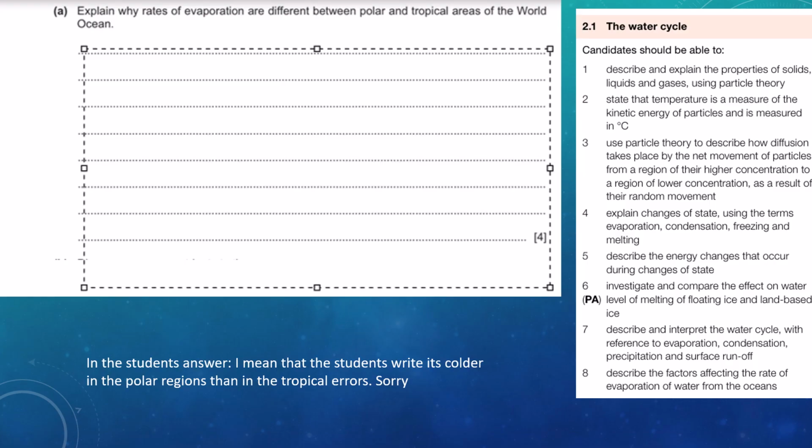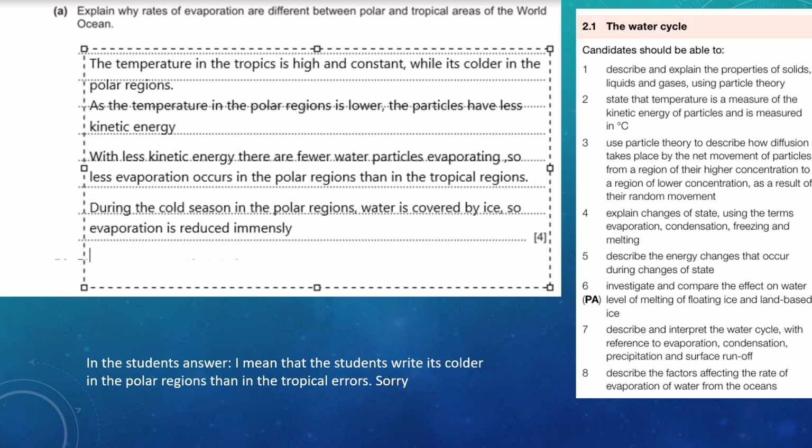So this question here is a 4-point question explaining why rates of evaporation are different between polar and tropical areas in the world ocean. I now have many students just write, it's warmer in the tropical regions than in the polar regions. And while that is correct, that is not the way to get all 4 points. So let's see how I would get all 4 points here.